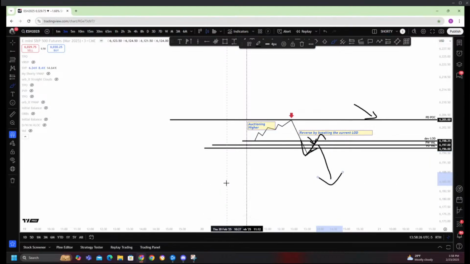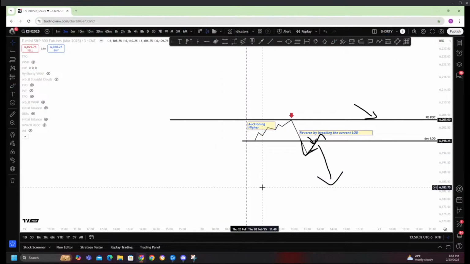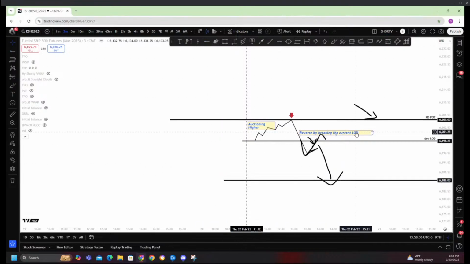Okay. I would say if there's nothing in the vicinity of this level, let's say this wasn't here, and I had, let's say, 10 points below for a PD value area low, this would be an easy short. I would take that.